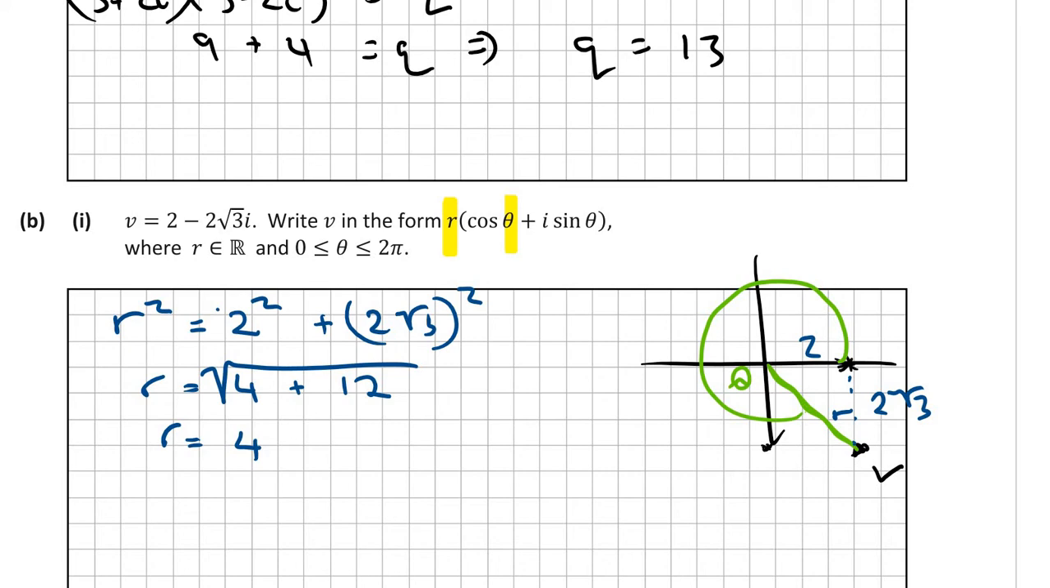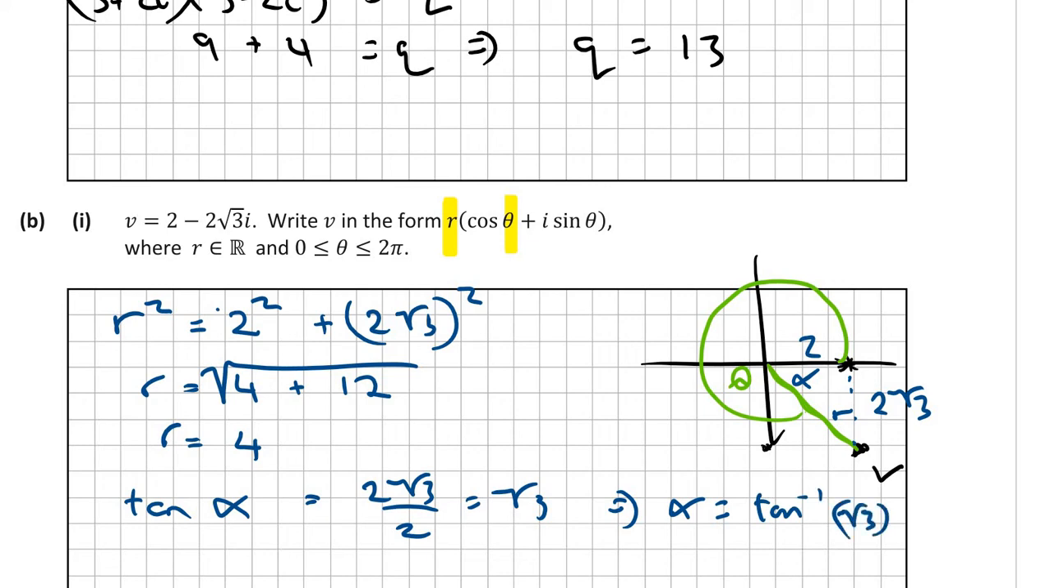Now I need to know the argument. Again, we can just use trigonometry. Let's say we're looking for that angle, call that angle alpha. Well, tan alpha is equal to, SOHCAHTOA, the opposite over the adjacent. So it's 2 root 3 over 2, which is root 3. So therefore, alpha is equal to inverse tan root 3.